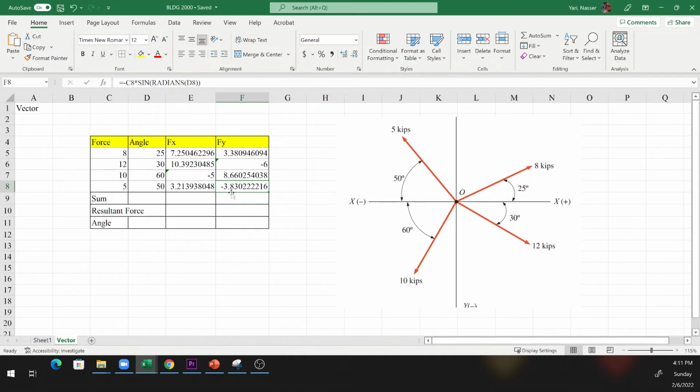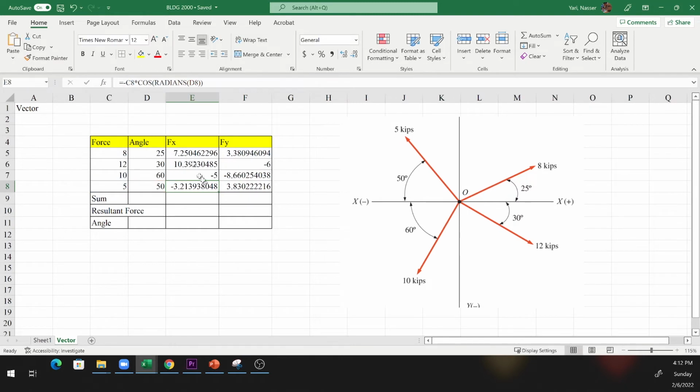And I think I made a mistake here. That one should be plus. The 10 kip should be negative. And put a negative right in front of it. And check. So we know this one's negative, this one's negative. The x of the 5 kips is negative. And then the y part is positive. So double check your sign.